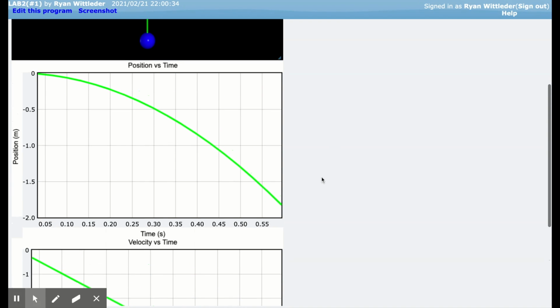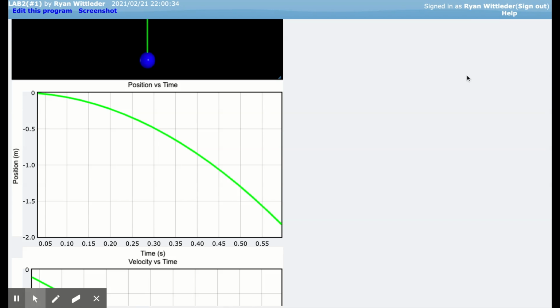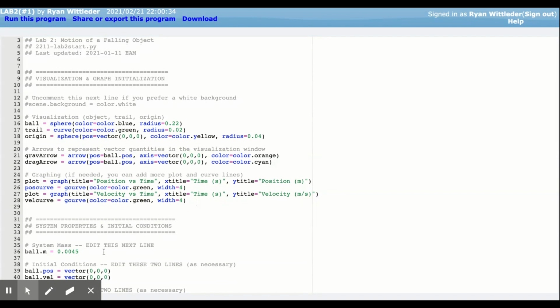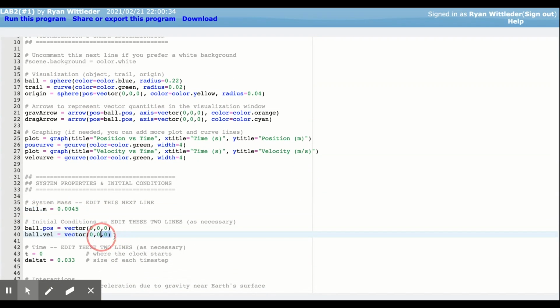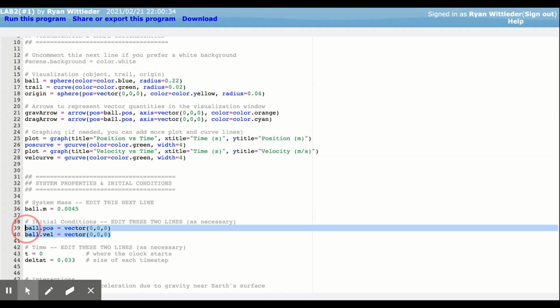To create such a model, I made various alterations to the starter code provided to us. First, I changed the simulated ball's mass to more accurately reflect the mass of the crumpled piece of paper I used. Next, I changed the ball's initial velocity to be a zero vector, since the ball is beginning from rest.